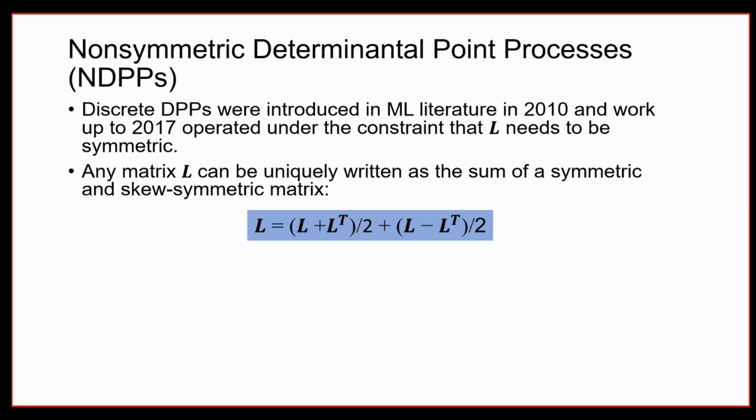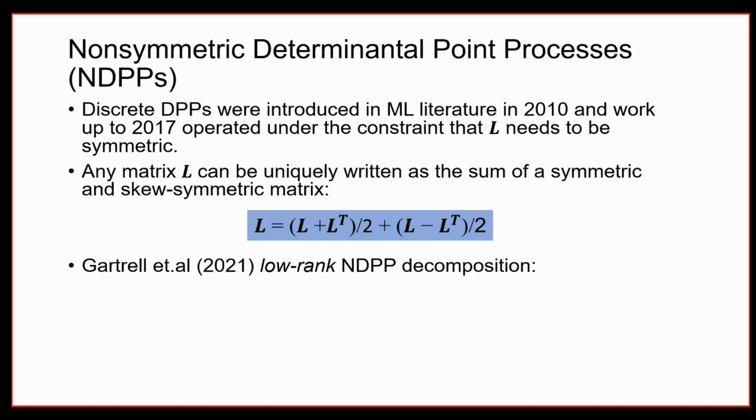If you let go of this symmetric constraint, this skew symmetric component allows you to model attractive interactions. For example, in e-commerce applications, if you buy a printer, you might want to increase the probability of buying an inkjet cartridge. Or if you're buying a pencil, you may want to buy an eraser, or a modem and a router, and things like that.